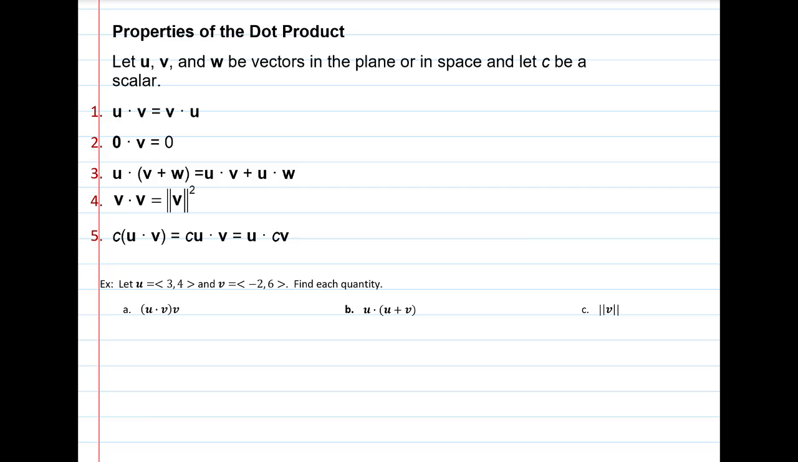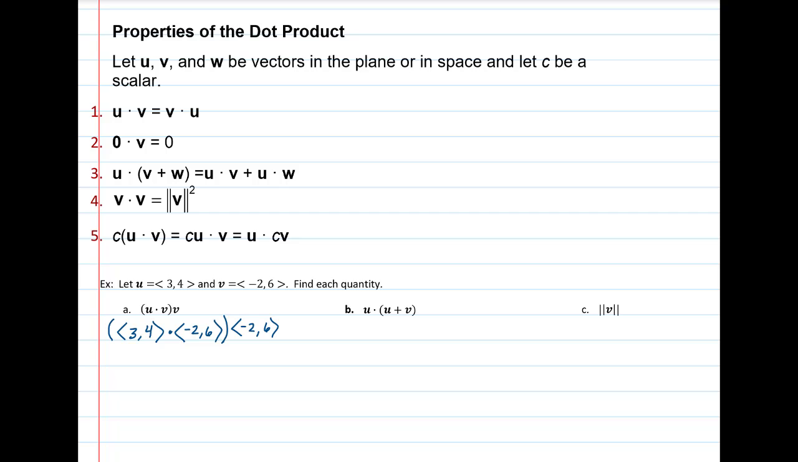And the fourth one is one that is maybe not obvious at first, but it's also very straightforward. So we'll see some examples of that one too. Here in this example, we're given u equal to 3, 4, v is -2, 6, and we're asked to find each quantity. On the first one, we have u dot product v times, and that times is just scalar multiplication, the vector v. Notice how the dot product is going to be a scalar. So times a vector v, that's going to give us a vector at the end.